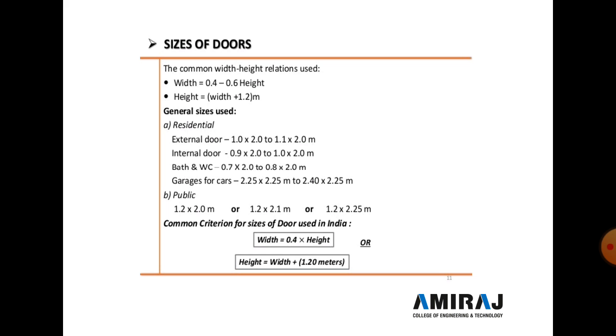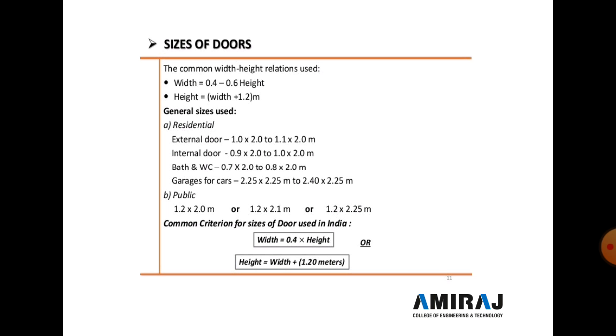And if we provide a door in a public building, the door size is increased. So the door size is 1.2 by 2 meter or 1.2 by 2.1 or 1.2 by 2.25 meter as per our requirement. Now the common criterion for the size of a door used in India is that the width is equal to 0.4 multiplied by height. So here the width totally depends on the height.